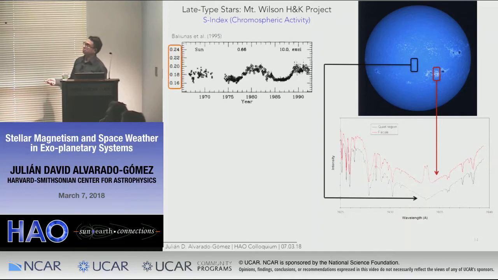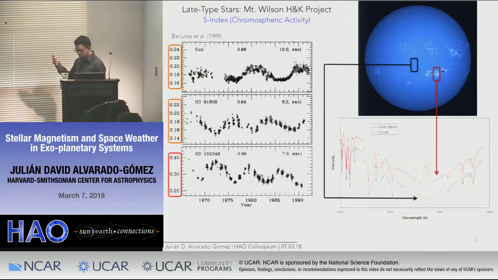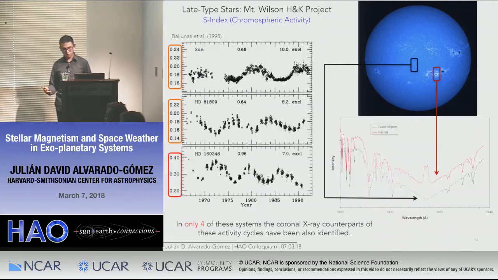This was done in a classical paper by Saar and Baliunas in 1995, and then they did it for a bunch of stars. Ricky has worked here a lot on this, trying to identify the best stars with cycles that more closely resemble the solar one. But one thing that might not be known by many people is that there are only 4 stars for which we know that, and they also show some sort of X-ray cyclic activity.